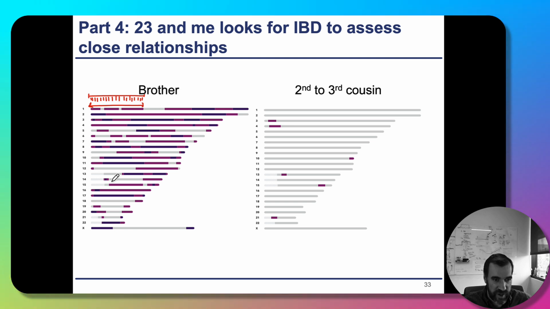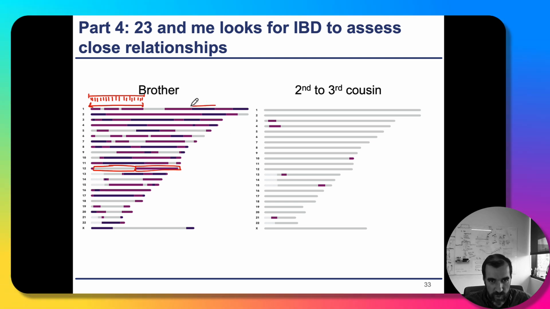And so some of that will be regions that are not identical at all. So in this region right here, I might have inherited the maternal chromosome from my mom and my dad, and he inherited the paternal chromosome from our mom and dad. Some of it, we share one of the two, so these are the light purple. In this case, we both inherited the maternal from my mom, but I inherited the paternal from my dad, and he inherited the maternal from my dad.